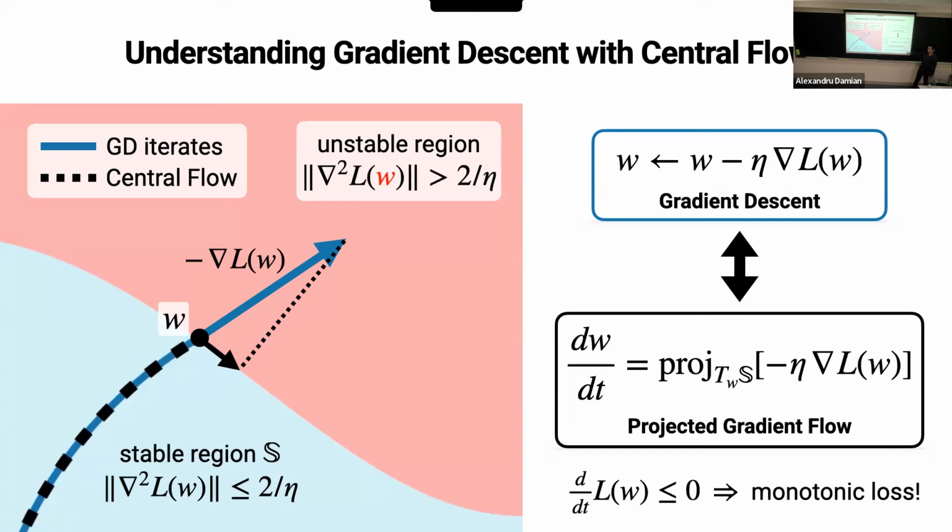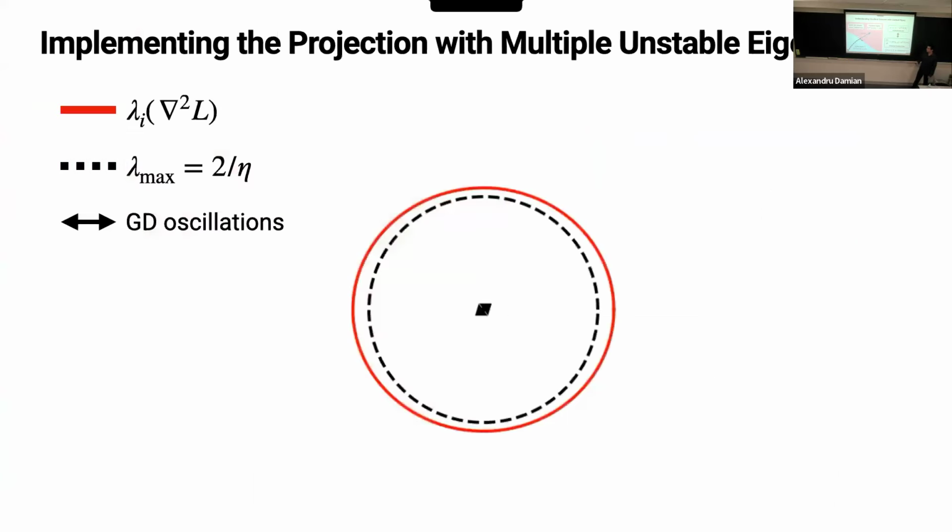So the central flow has a monotonically decreasing loss, but then you add to it these oscillations. And the oscillations can fluctuate and cause the loss to be non-monotonic. But this is the real notion of progress for gradient descent. So I actually just want to show a simple animation of what the actual stabilization process looks like for multiple unstable eigenvalues.